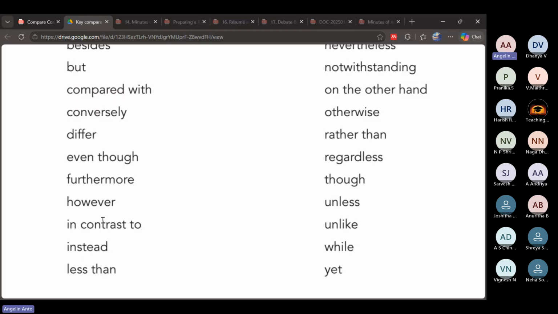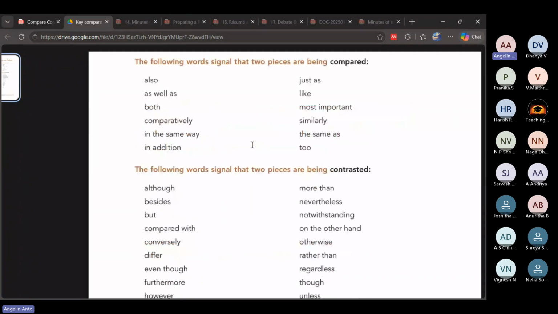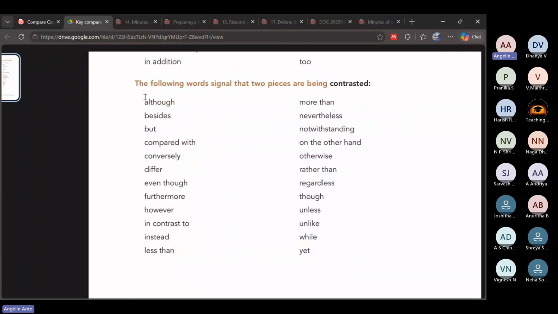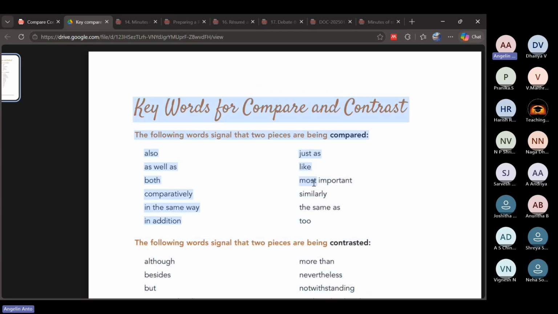However, in contrast to, instead, less than, notwithstanding, on the other hand, otherwise, rather than. You don't need to use too many fancy words. If you don't feel like it, keep the sentence very rough, very intuitive, like how you would simply compare something. Then certain words would be inserted between two sentences or two conditions. Those you just underline and you should be good to go. Just in case, write paragraph comparing and then write your paragraph, then write paragraph contrasting and write your paragraph.